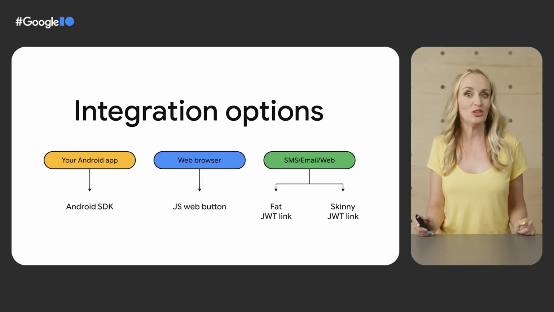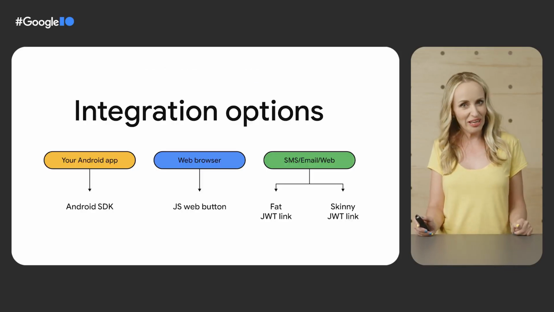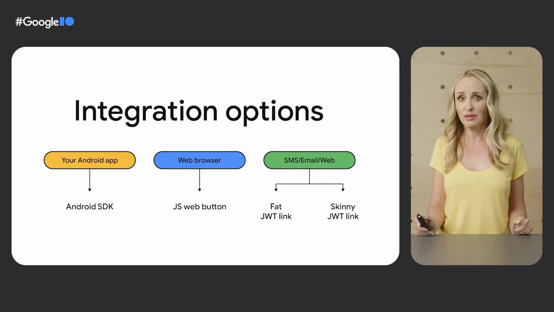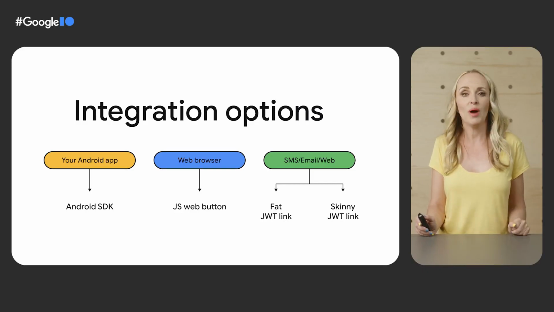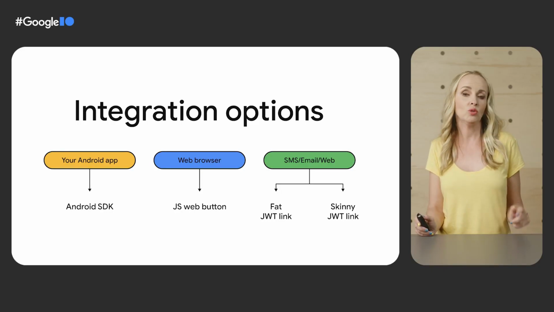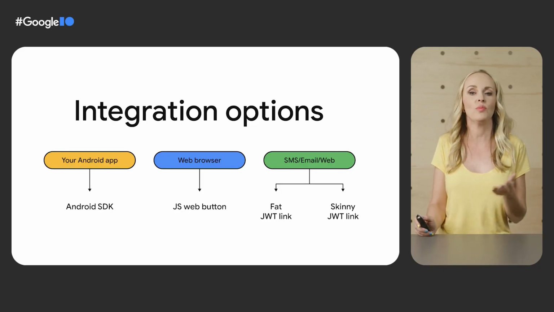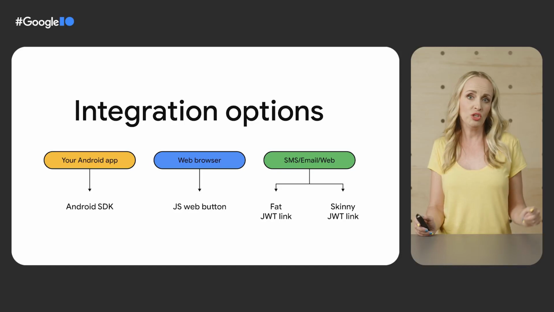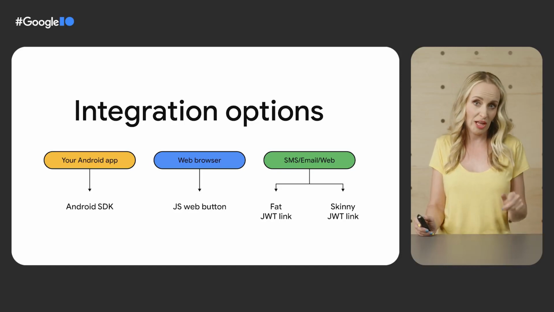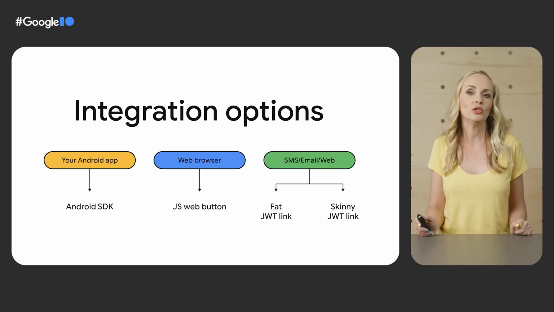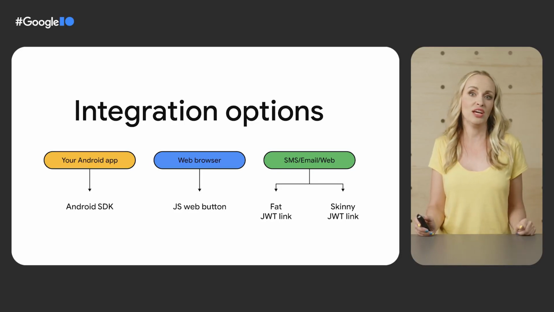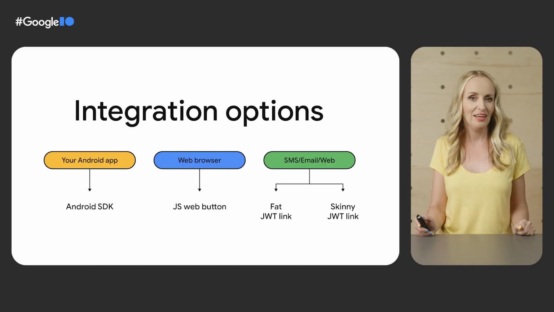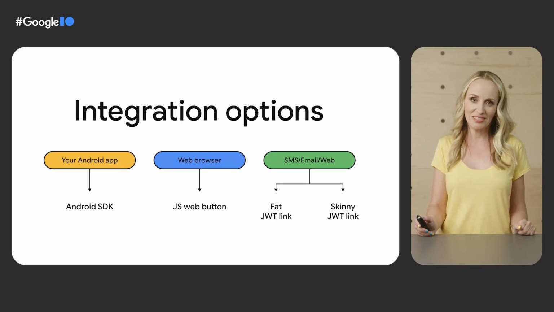Now, let's talk about your integration options. Integrating with the Wallet API does not take much time at all. In fact, we've had partners who integrated and went live in 2 days. You can choose from multiple integration methods, depending on where you want your customers to be saving your passes from. If you want your customers to save passes from your Android app, integrate with our new JSON and JWT-based Android SDK. If you want your customers to save passes from your website, integrate with our JavaScript web button.